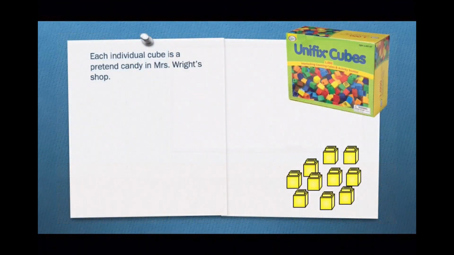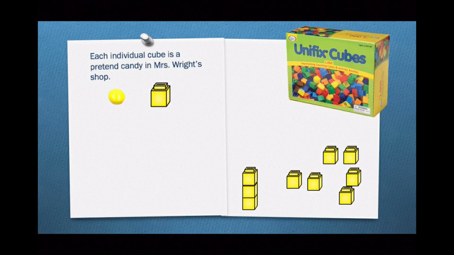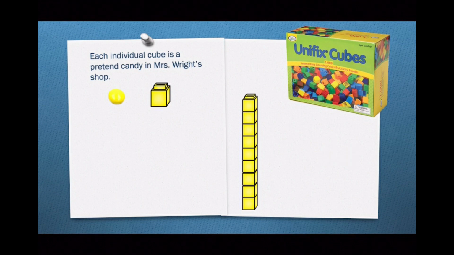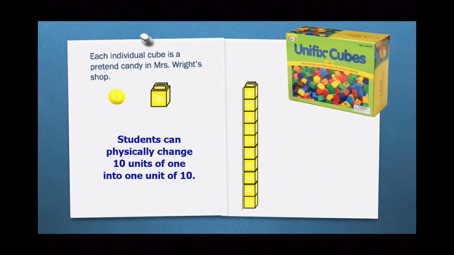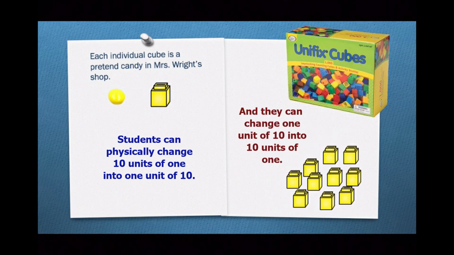The physical materials students use with this instructional sequence are Unifix Cubes. The teacher explains that these cubes are pretend candies in Mrs. Wright's shop. The feature that makes Unifix Cubes ideal is that individual cubes can easily be snapped together to create rolls. So students can be workers in Mrs. Wright's candy shop. They can snap 10 pieces together to create a roll. In other words, they can physically change 10 units of 1 into 1 unit of 10. Likewise, they can unpack a roll if needed by breaking it into individual pieces. In other words, they can physically change 1 unit of 10 into 10 units of 1.